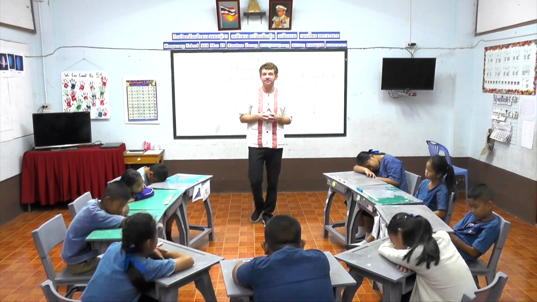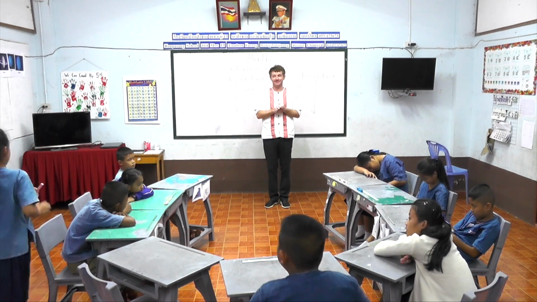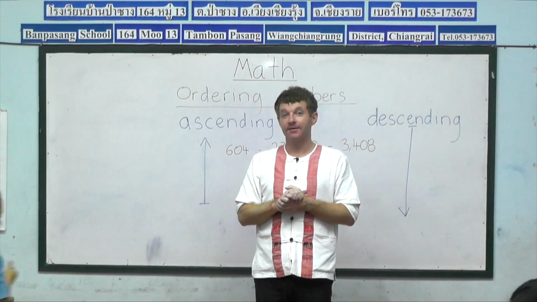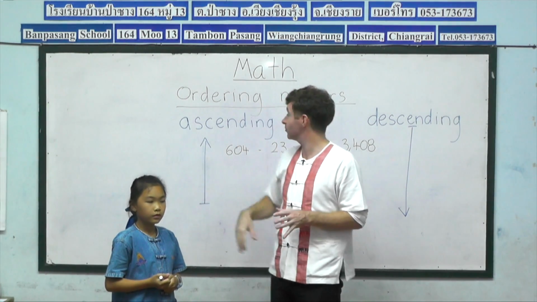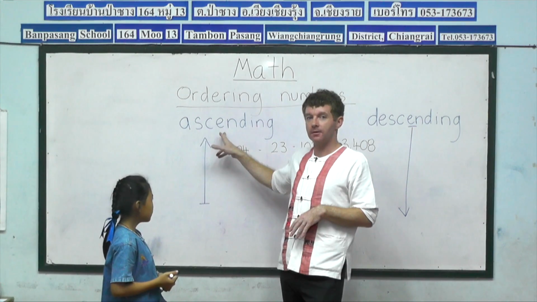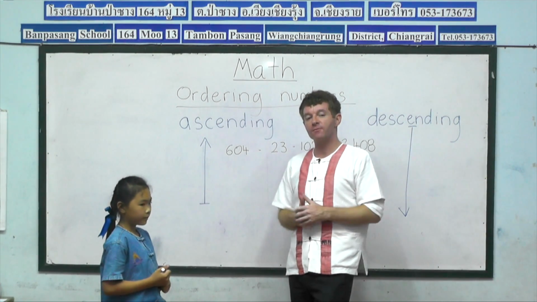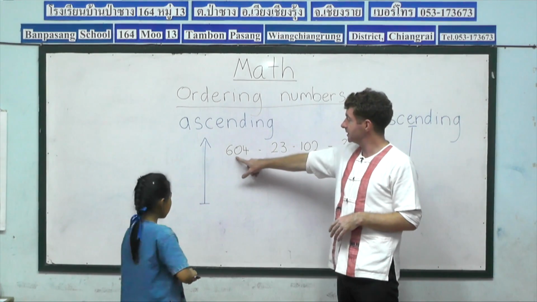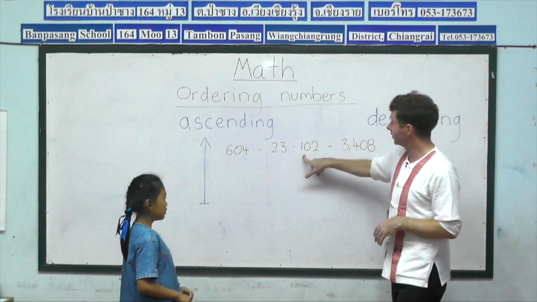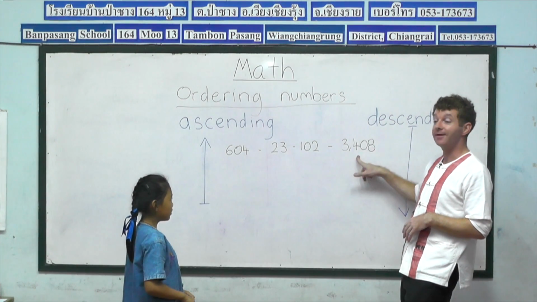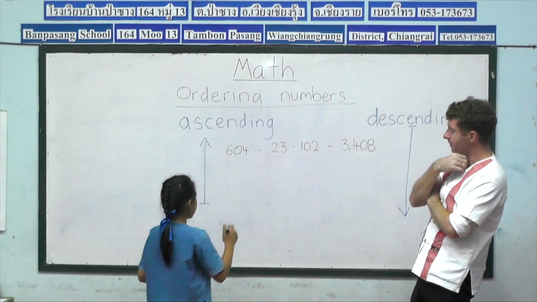Okay, so the pen is now with Nadia. Nadia, can you come and join me at the front of class, please? So what I'm going to ask Nadia to do is to put our numbers into ascending order, which means to go from smallest to biggest. So first of all, guys, what numbers do we have? 604. 23, 102, 3048. Excellent. So Nadia, can we start with the smallest number?